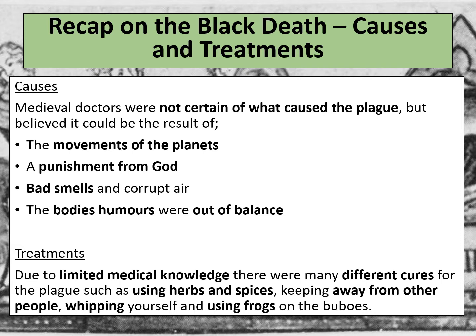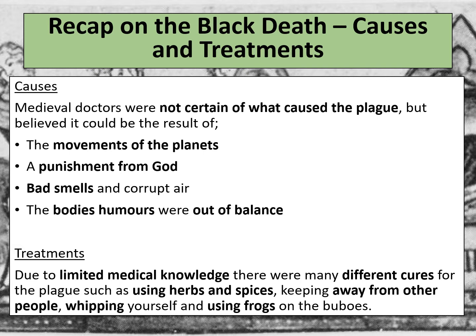Today we know that there were many causes of the Black Death, such as poor medical knowledge and the rats which were spreading the disease. But people in 1348 didn't know how the Black Death started, so they had many different ideas as to what caused it. Medical doctors were not certain what caused the plague, but believed it could be a result of the movement of the planets, a punishment from God, bad smells and corrupt air, enemies who had poisoned the wells, staring at a victim, or the body's humours being out of balance.